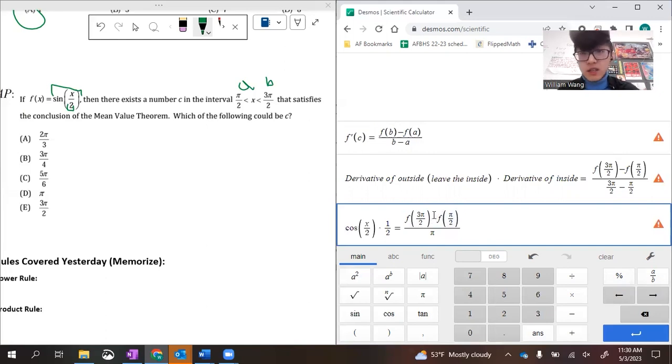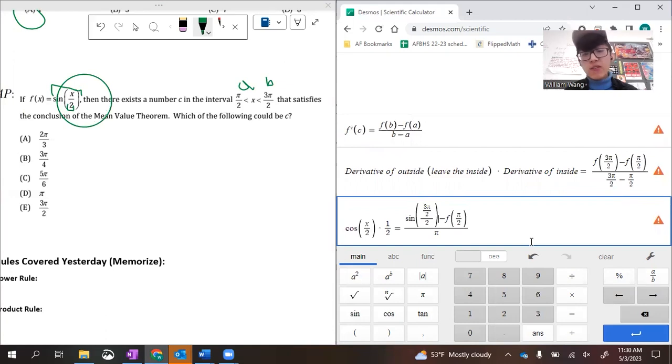Well, let's continue simplifying this. f of 3 pi over 2 means I take 3 pi over 2 and I plug it into my function there. So f of 3 pi over 2 is actually going to be sine of 3 pi over 2 divided by 2. Obviously, you can simplify this. I'm just showing every single step, so it might look a little bit messy.